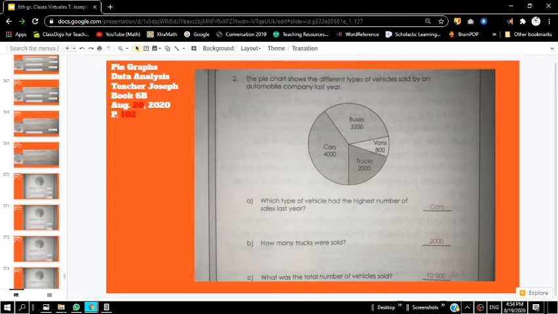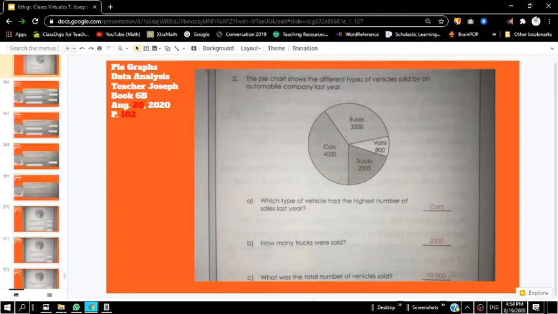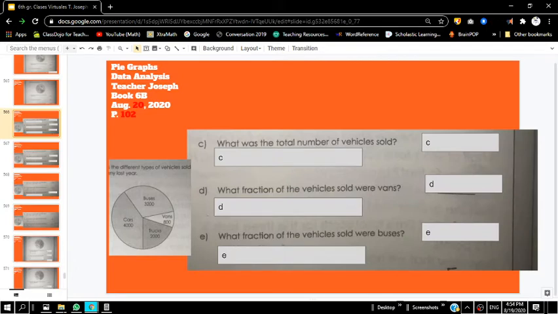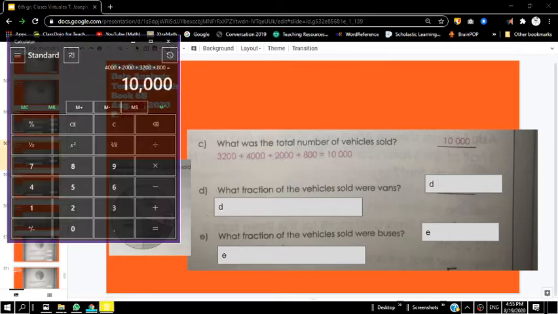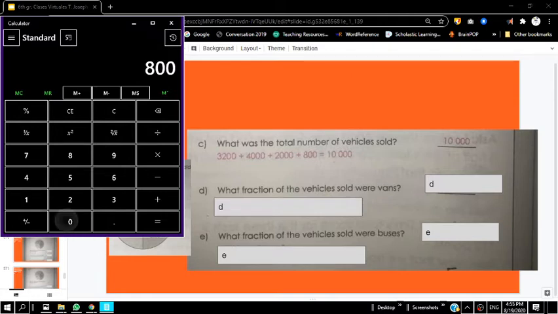Let's go to the next letter, letter D on page 102. Letter D says, what fraction of the vehicles sold were vans? Well, if you look at the vans, we have 800, and the total again is 10,000. So we need to compare the fraction 800 as our numerator over 10,000 as our denominator. We could use a calculator if we really wanted to show that. 800 divided by 10,000. It's going to come up with a decimal, I believe. Yep, 0.08 or 8 hundredths.